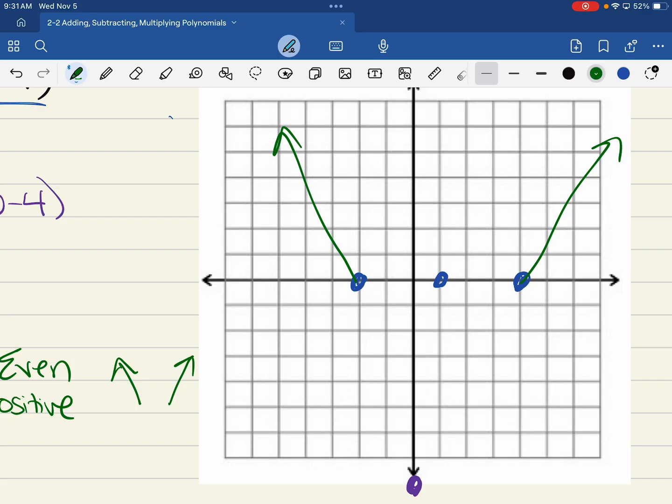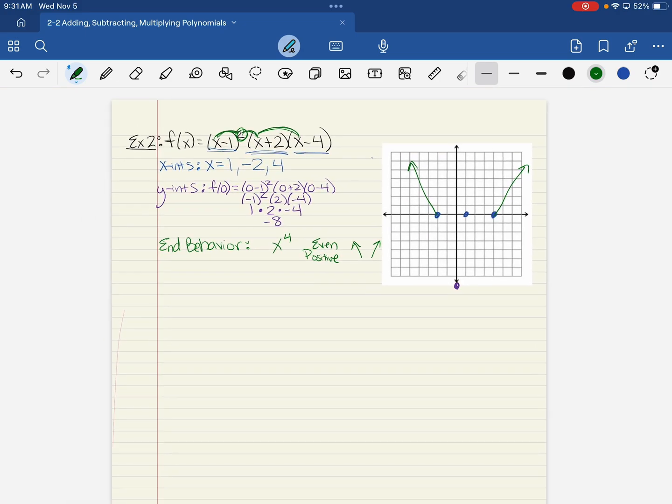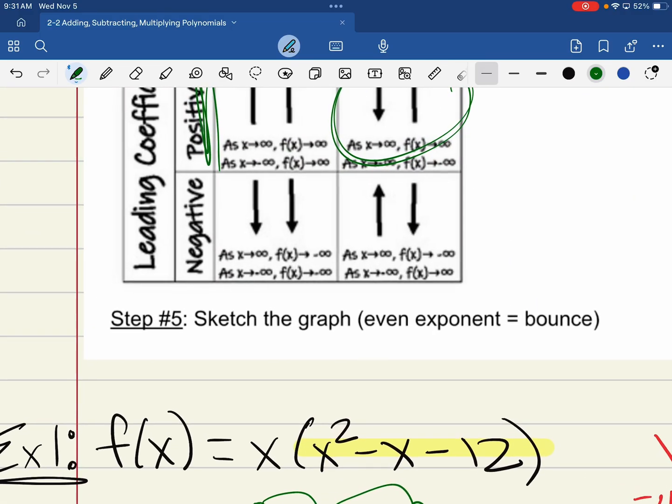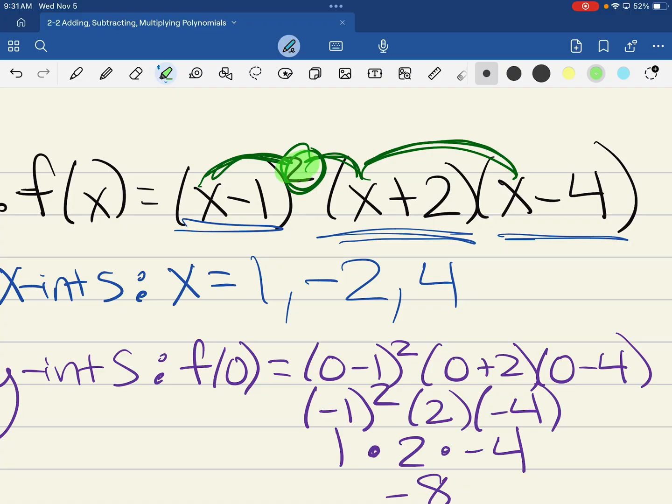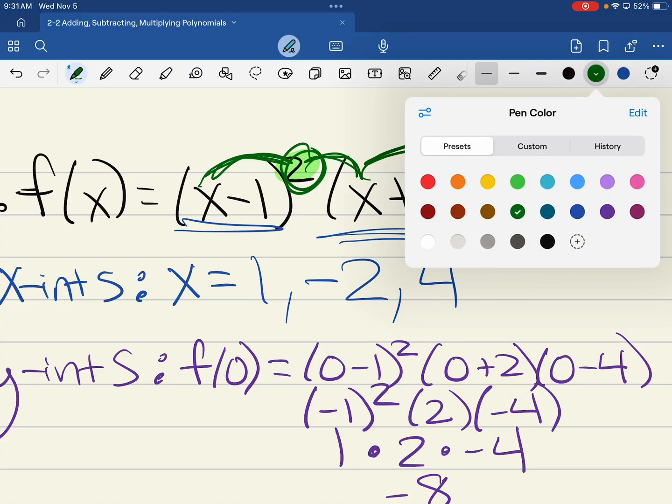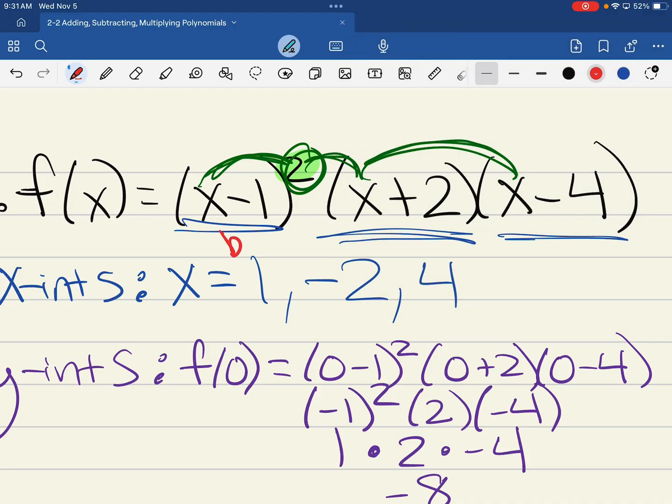Before you get too excited about connecting the dots, don't do that yet. So this is the example on here. If you have an even exponent, it's going to bounce. So this one's going to have a bounce because here you have an even exponent of 2. So we're going to write, let me do this in red. Our x-intercept of 1 is going to have a bounce, so we're not going to pass through like we normally do. It's going to touch it and then turn back around.